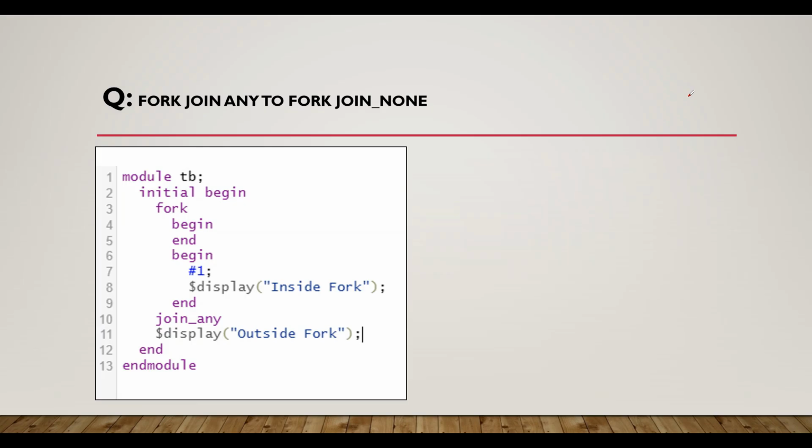Now, fork join_any to fork join_none. Here I have achieved the behavior of fork join_none by using fork join_any. I have considered one empty begin end block. First of all, this begin end block will execute. Nothing was there, so it will just get out of the block and display the statement outside the fork. After that, the statement which was inside the block will get executed. So this way you can achieve the behavior of fork join_none by using fork join_any.